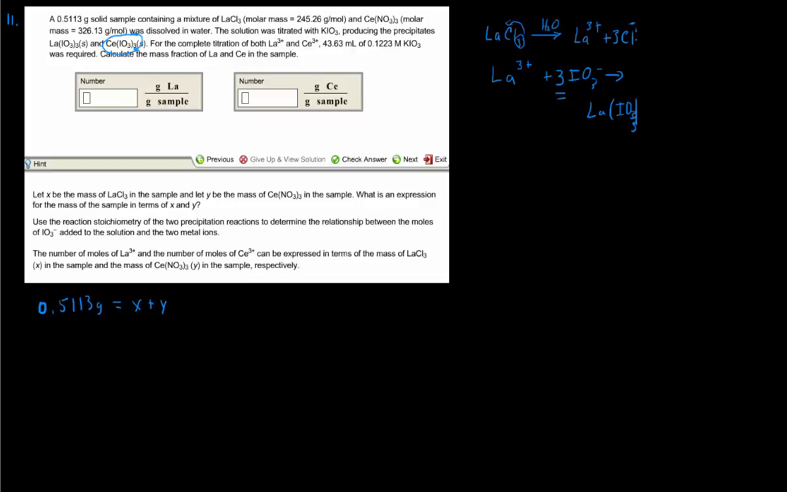So now what we can do is write this relationship that they ask us to do between the moles of iodate and the two metal ions. So the total moles of iodate added has to be equal to 3 times the moles of lanthanum that we have present, plus 3 times the moles of cerium that we have present.